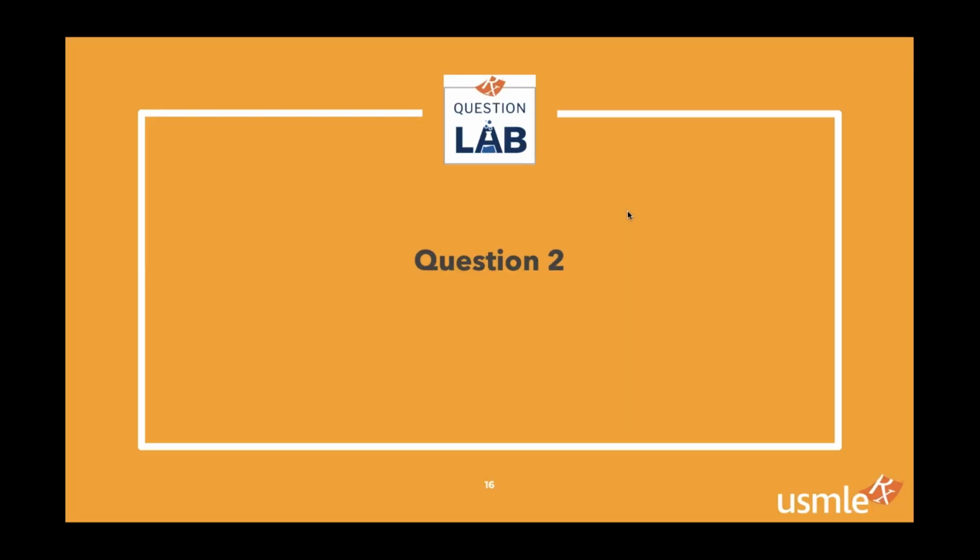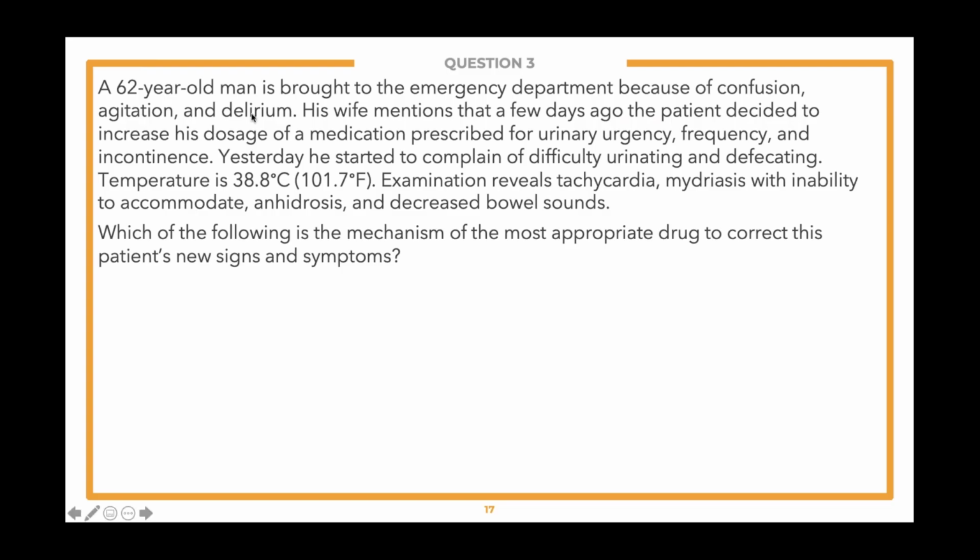And again, as always, we are covering up those answer choices, and we will start off with the lead-in. So again, the lead-in here: which of the following is the mechanism of the most appropriate drug to correct this patient's new signs and symptoms? Okay, take a look at that. Quite a bit of information that needs to be synthesized and understood. It kind of helps you frame what you're going to be tackling here as we get to the vignette.